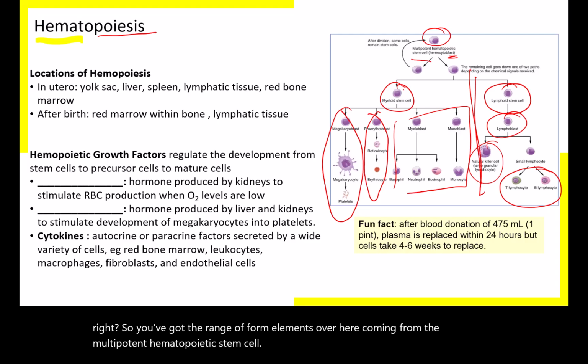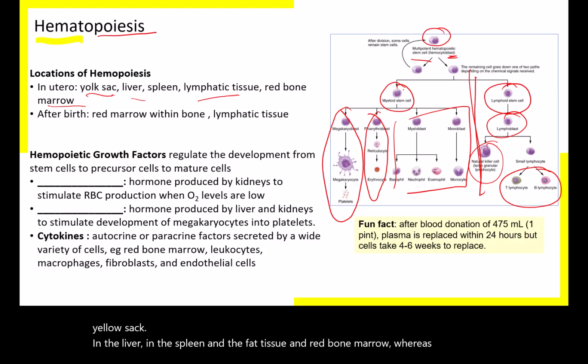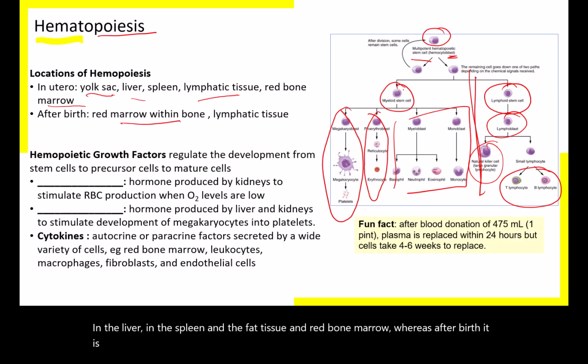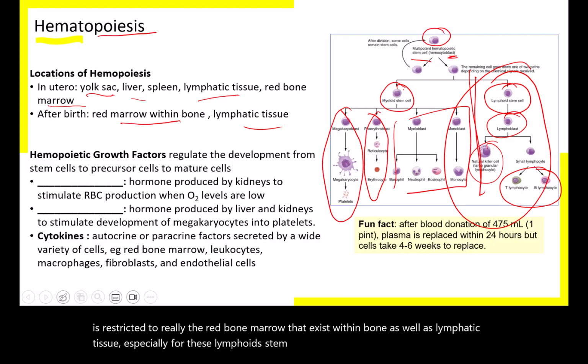So in utero, before we're born, in the fetus, hematopoiesis occurs in the yolk sac, in the liver, in the spleen, in lymphatic tissue, and red bone marrow, whereas after birth, it is restricted to really the red bone marrow that exists within bone, as well as lymphatic tissue, especially for these lymphoid stem cells.